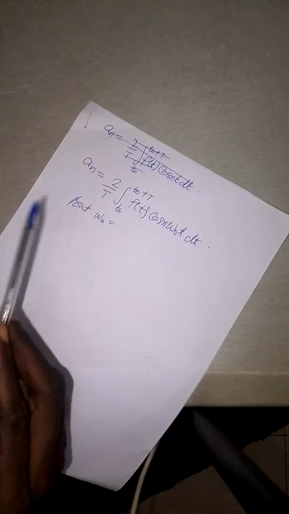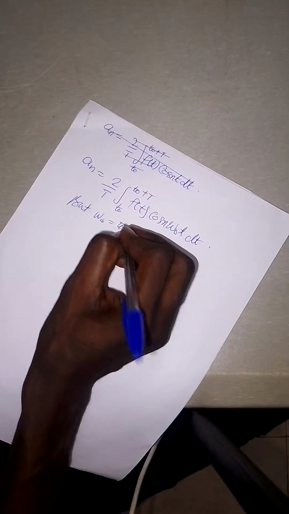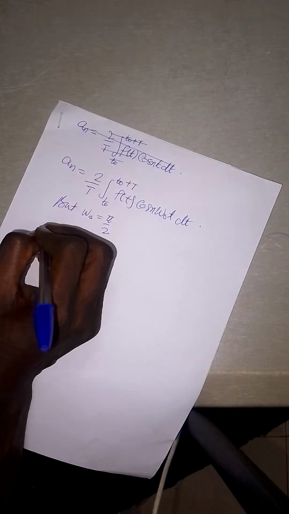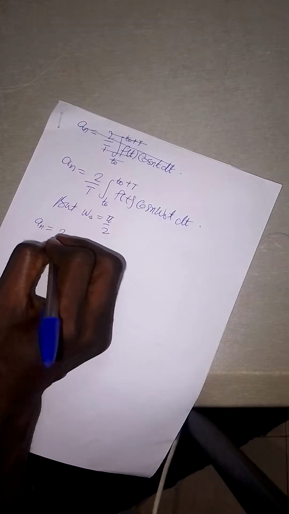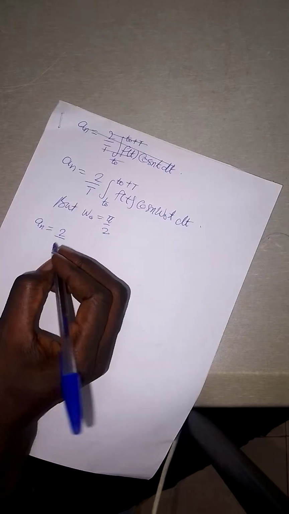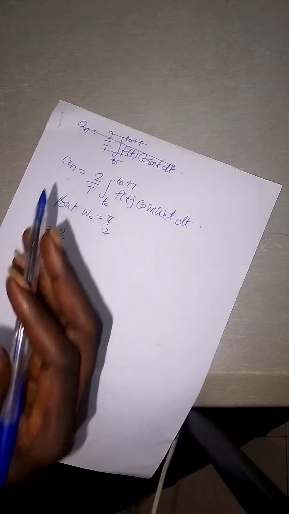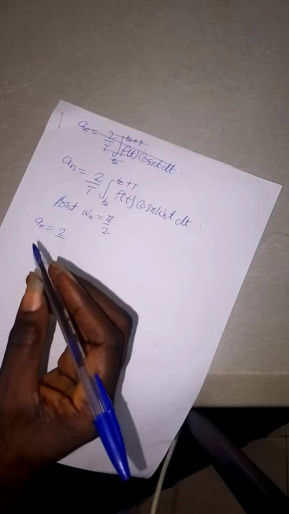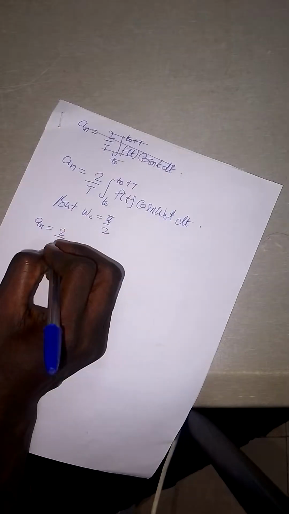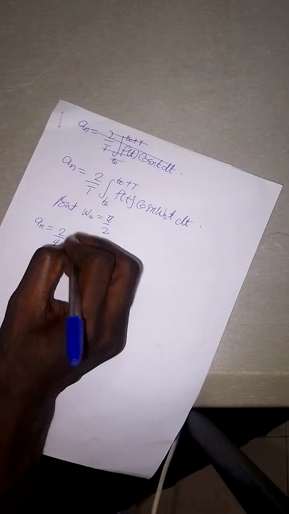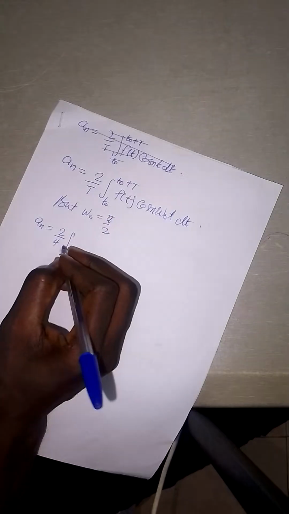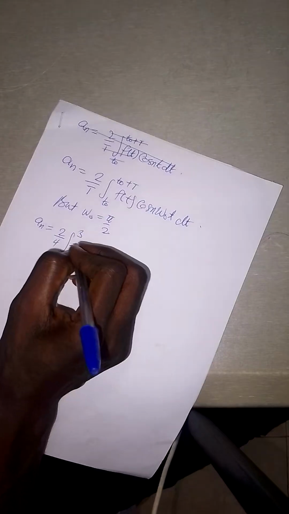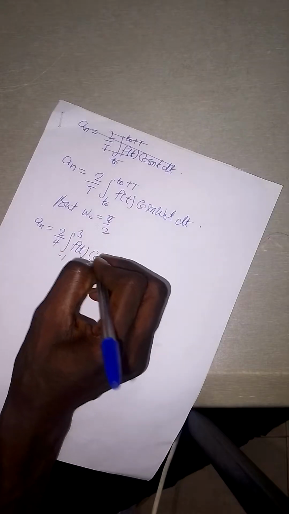So now we know that omega naught is pi on 2, and we put this pi on 2 here. So now I will have an equal to 2 over T. We found T to be 4. So that means I'm going to have 2 over 4, integral from T naught to T naught plus 1. My function is starting from 1 and it's ending at 3.